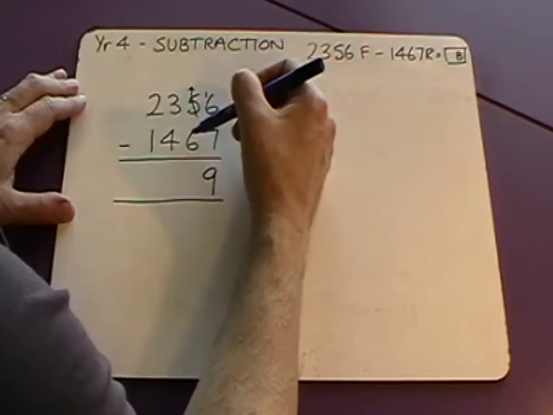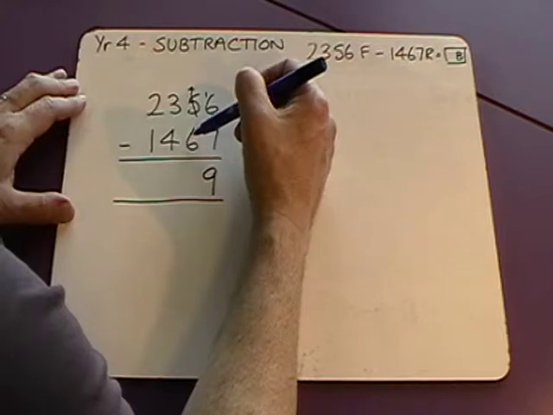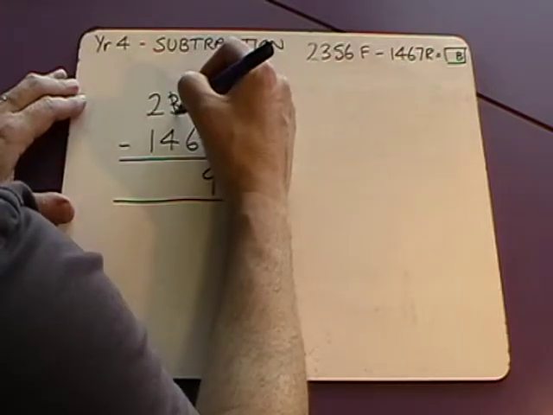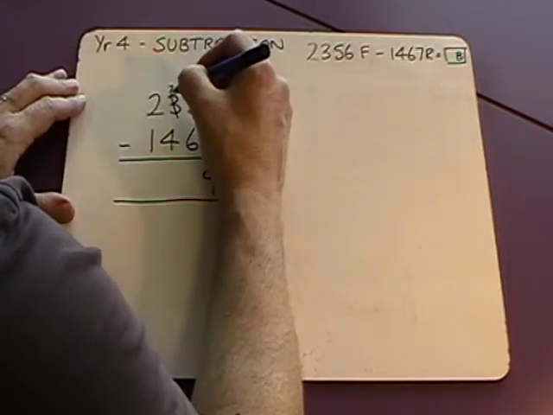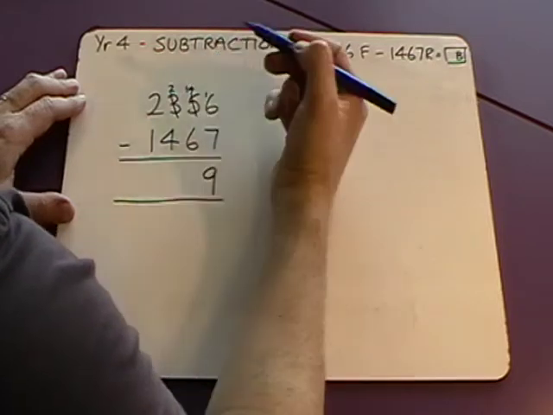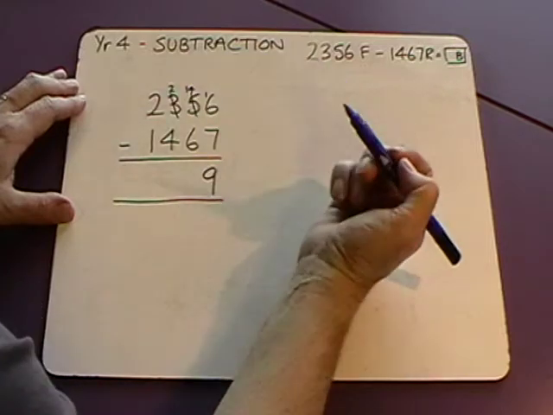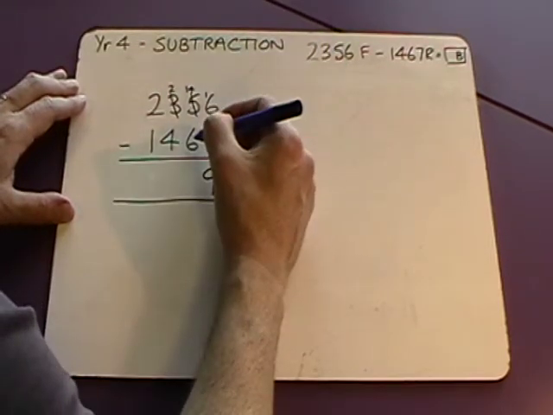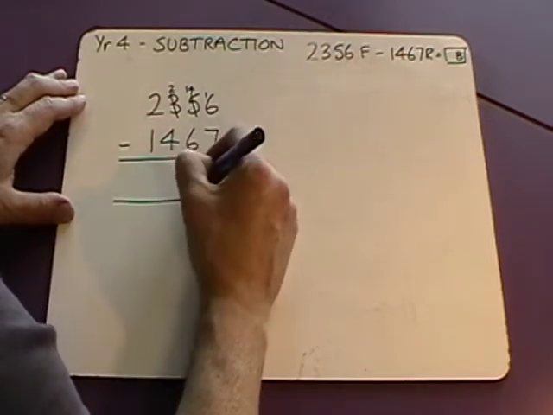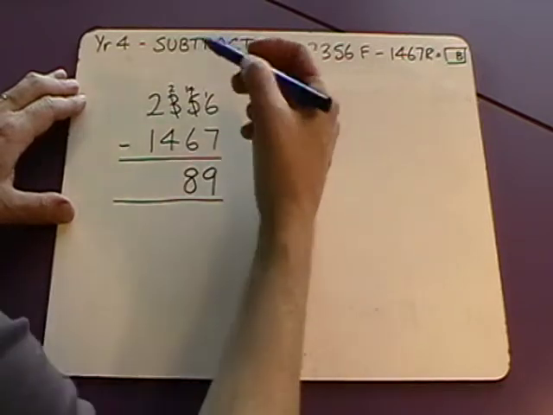Now we've got 4 tens, we need to subtract 6 tens, which we can't do. We're going to need to borrow 100. Will leave us with 200, and that 100 will become 10 tens with our original 4 tens. So we've got 14 tens now in the tens column. Take away 6 tens, and that leaves us with 8 tens.